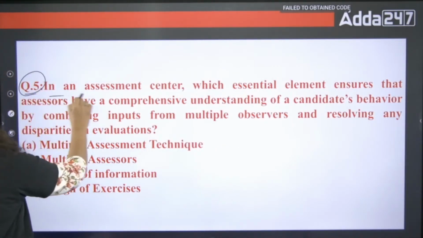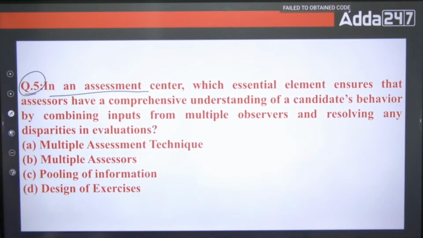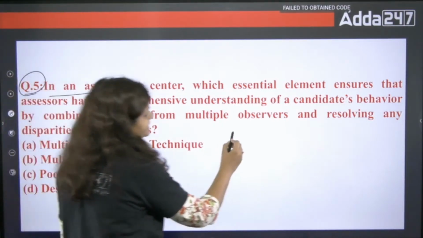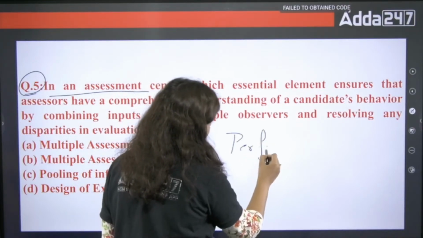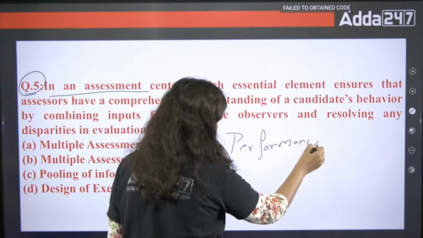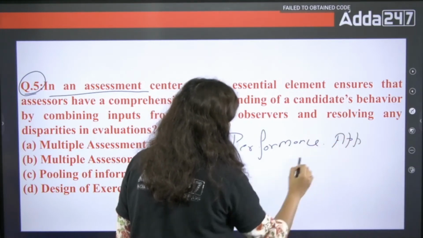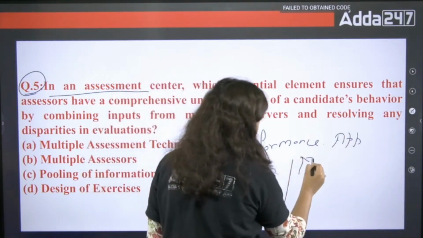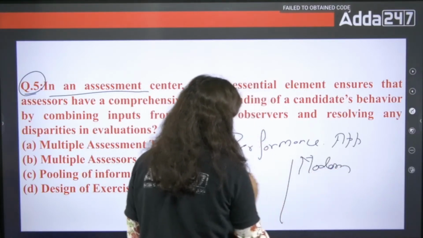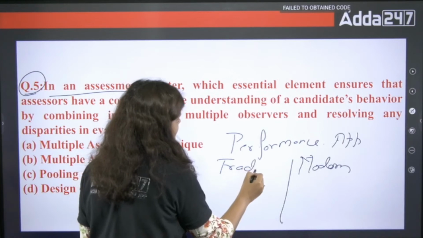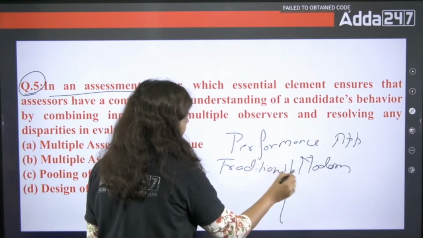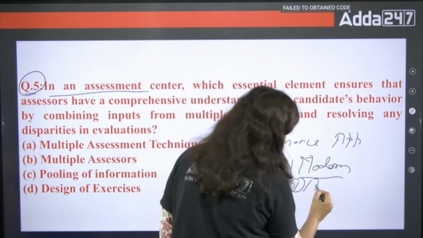Now the next question is, in an assessment center, which essential element ensures that assessors have a comprehensive understanding of a candidate's behavior by combining input from multiple observers and resolving the disparities in the evaluation? See, in performance appraisal methods there are two types, modern and traditional, right? So in the modern methods, one of the methods is the assessment center.